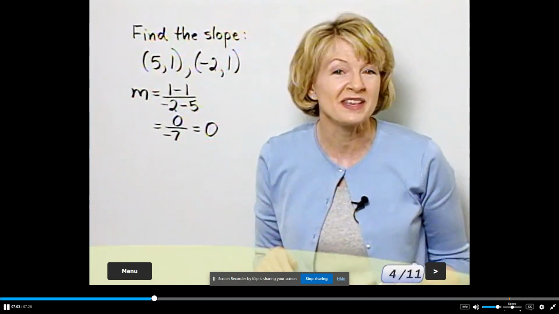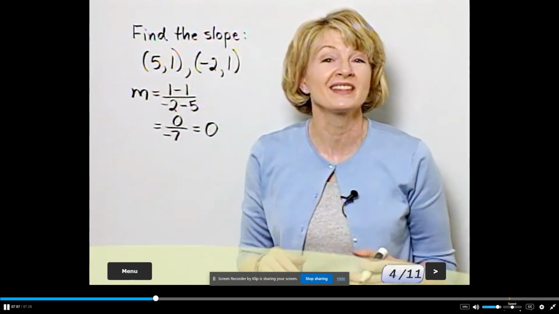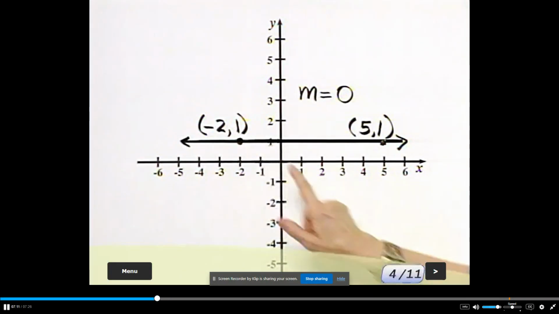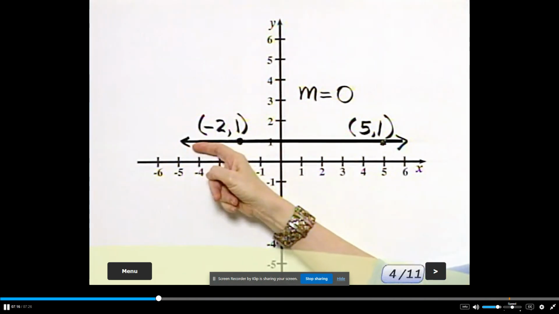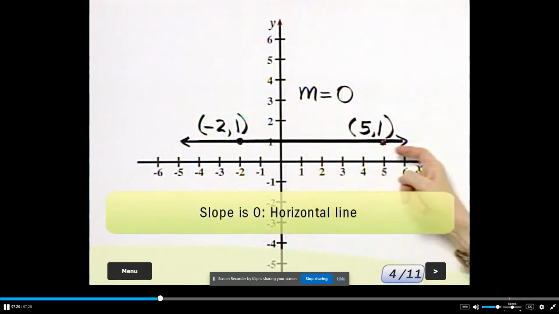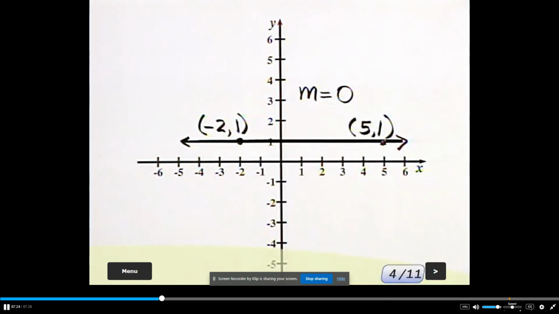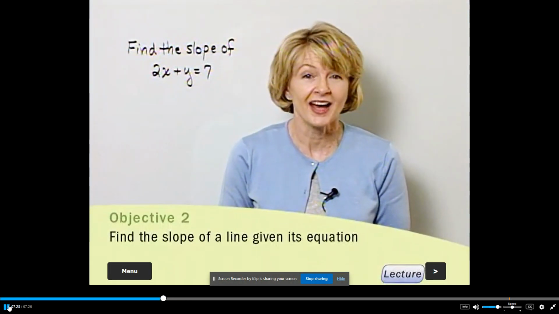This slope is 0. Let's see what the line through these 2 points looks like. Here is the line through negative 2, 1 and 5, 1. Notice it is a horizontal line. We just found the slope of this line to be 0, so the slope of horizontal lines is 0. Thus far, we know the slope of a line measures it.